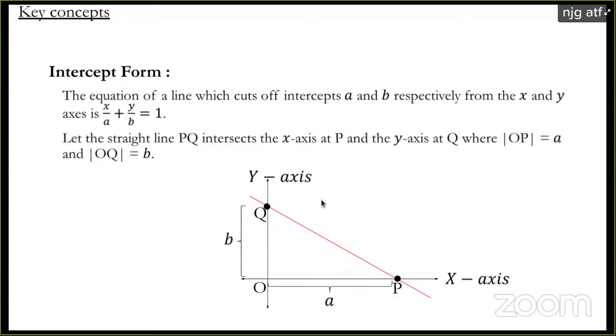Sir, can you explain by example why x by a plus y by b equal to 1? See, just take some x-intercept as 3 and y-intercept as 1. So x by 3 plus y is equal to 1. Or else you can take 1 comma 1, like x plus y is equal to 1.